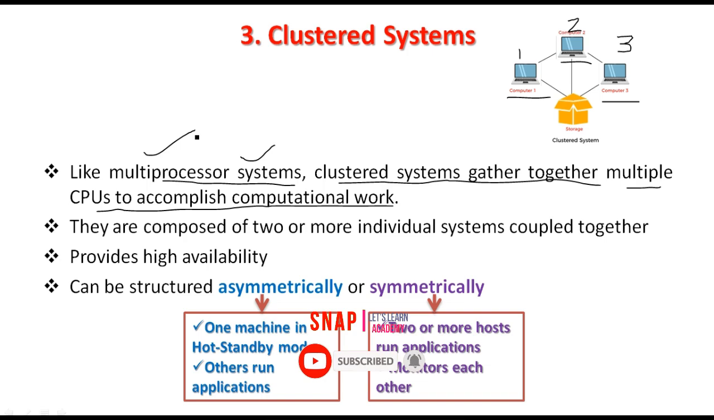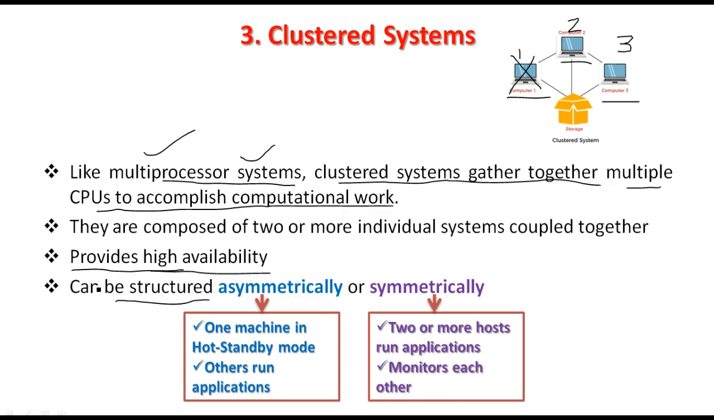Now here, high availability means, as I said, if we assume that computer 1 is not working, another computer can perform the task. That provides the high availability. Clustered systems can be structured asymmetrically and symmetrically. So this clustered system also has structures like asymmetrical and symmetrical. Now what is the meaning of this?